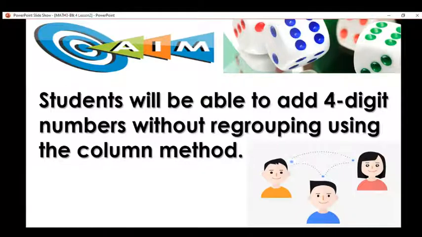So this would be our aim for today. Students will be able to add 4-digit numbers without regrouping using the column method. Again, our aim for today: students will be able to add 4-digit numbers without regrouping using the column method.